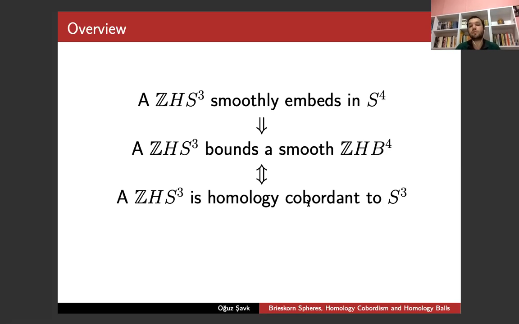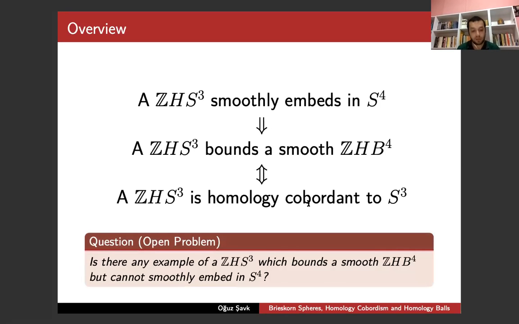How about the reverse direction for the first implication? Actually, it is an open problem in low-dimensional topology. All well-known examples can be embedded in S4 or a homotopy S4. Then this question is related to the smooth Poincare conjecture in dimension 4, which is the last Poincare conjecture.